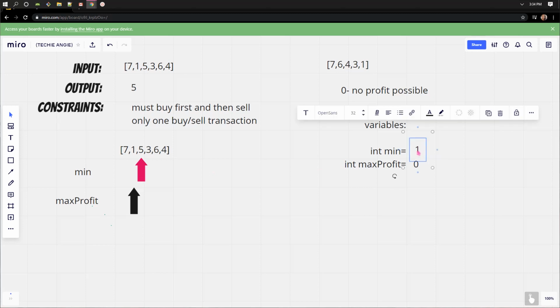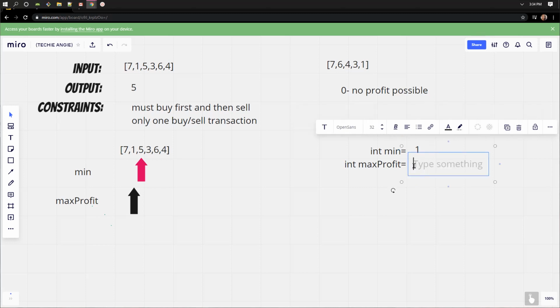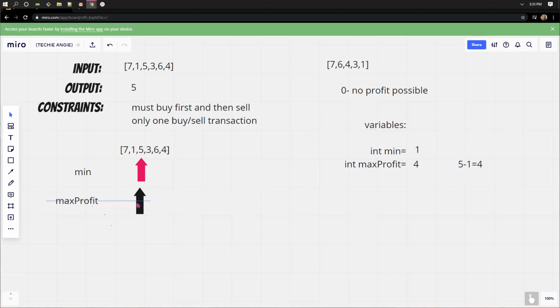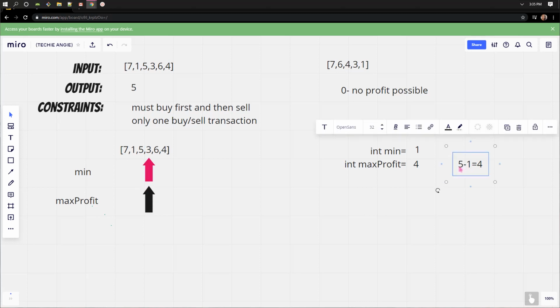Minimum at the next iteration stays the same at 1 because 5 is more than 1. Maximum profit at that point is 4. So if we bought at 1 and sold at 5, we'd have a profit of 4, which is greater than 0. So we change maximum profit to 4. Continue iterating. The minimum stays at 1. The maximum profit stays at 4 because 3 is less than 5. So that would give us a smaller profit.